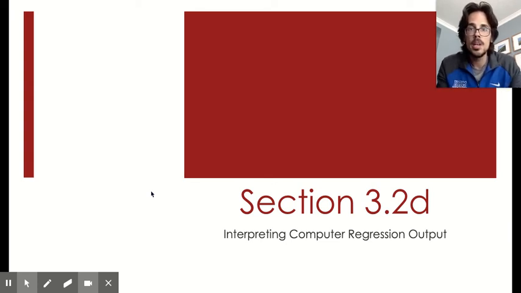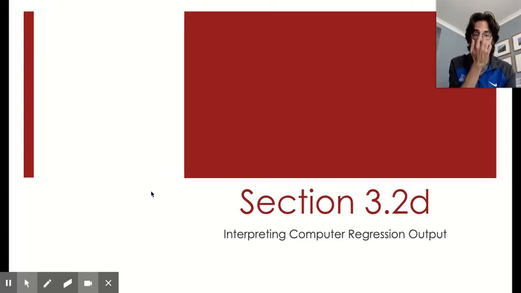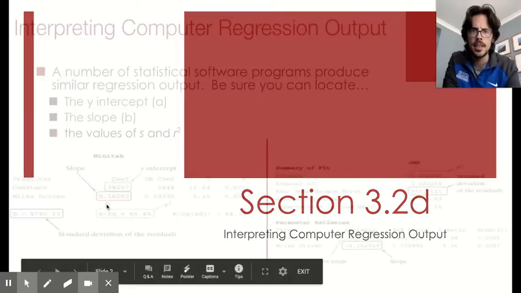Okay, so we are coming up on the end of chapter 3 here. We have this set of slides and one more after that, but the heavy lifting for the chapter was last lesson with that s and r squared stuff. This lesson here is going to give you a chance to practice some of those skills in the context of computer output. So what do I mean by that?